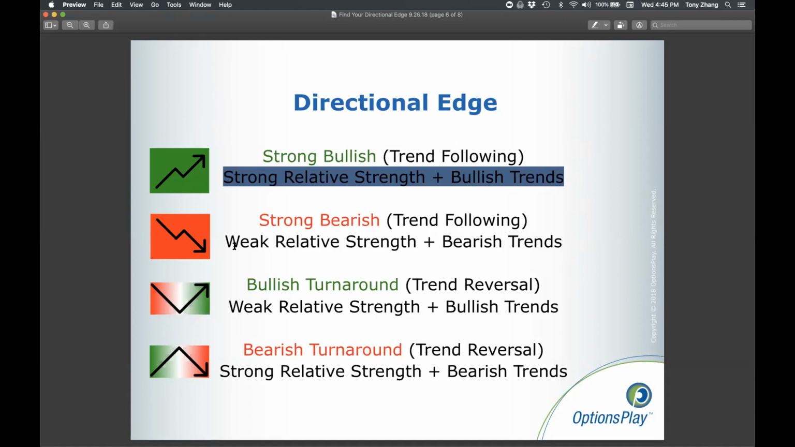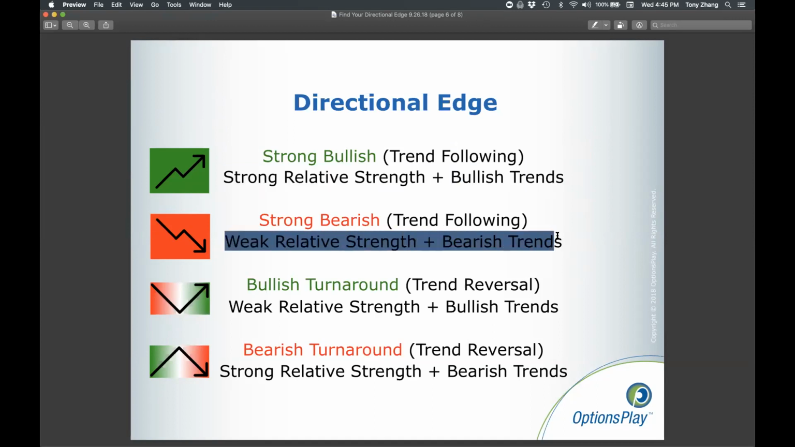Conversely, on the other side, a stock that has weak relative strength, so a stock that's underperforming the overall market and is trending lower, trending bearish, is a strong bearish stock. So this is really for those of you that are trend followers. You like to buy stocks in the direction that they're currently trending.